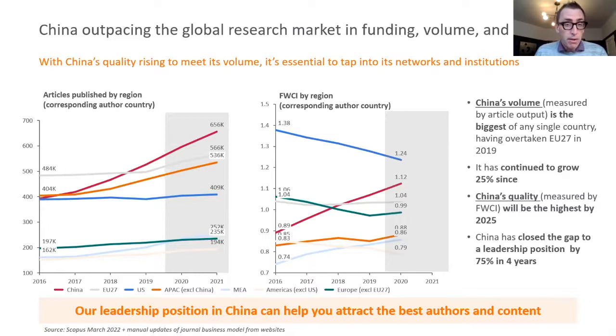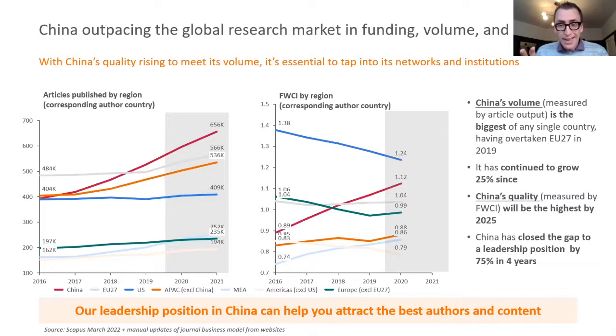Then from a pure volume perspective, you can see on the left-hand side that China has led the market in article volume since 2017. But I think we all know that. We all experience the challenges as well as the opportunities of that. It's an enormous body of content, and it's a lot of people to work with, collaborate with, and adapt to.